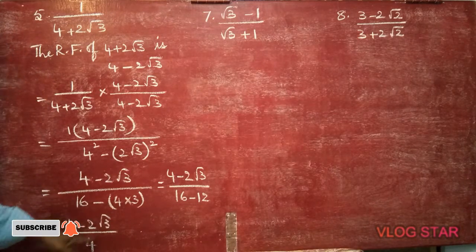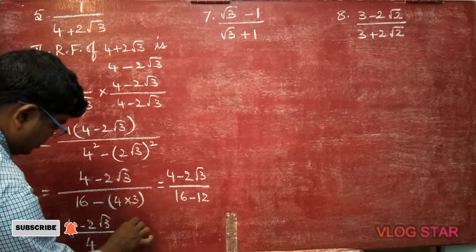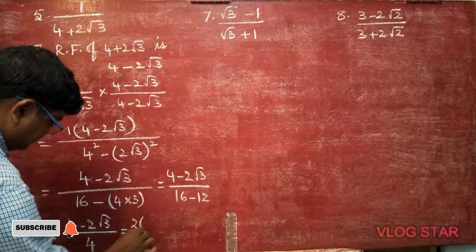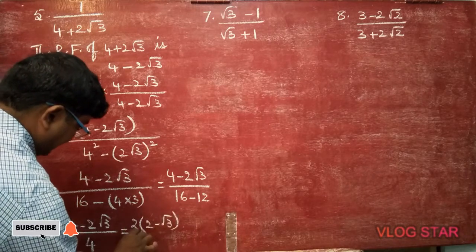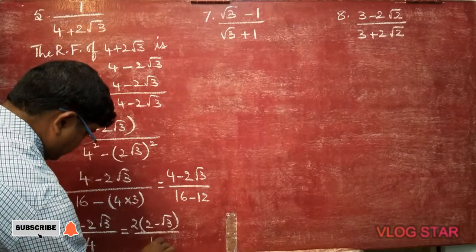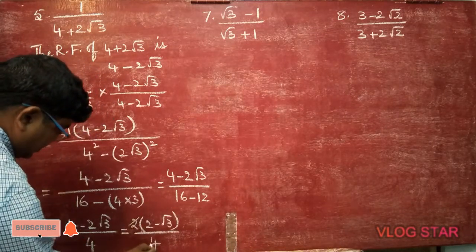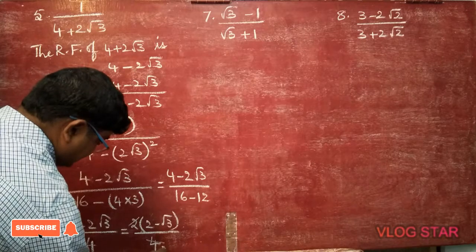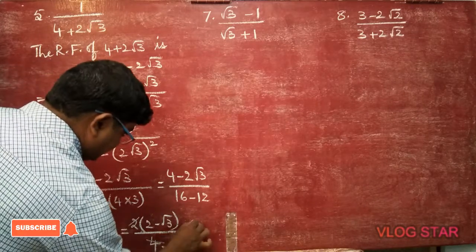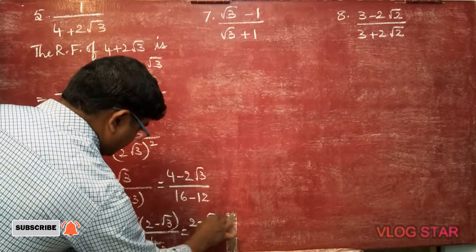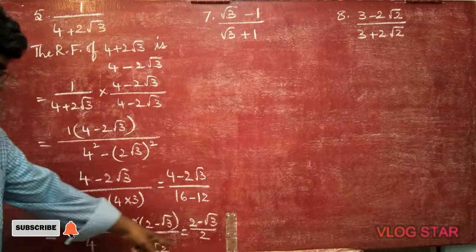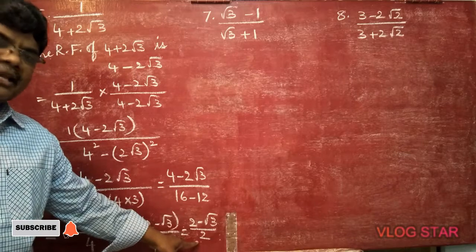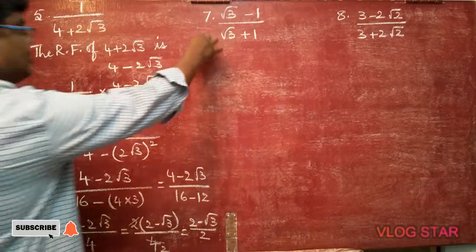On the whole, the 2 table is common. Here 2 goes, here 2 goes, here 2 goes. So in the numerator take 2 common. 2 minus root 3 by 4. Now 2 goes into 4 two times. So what is the answer? 2 minus root 3 by 2. Denominator became rational. Next, coming to the seventh one.